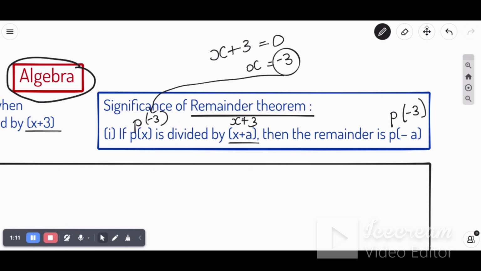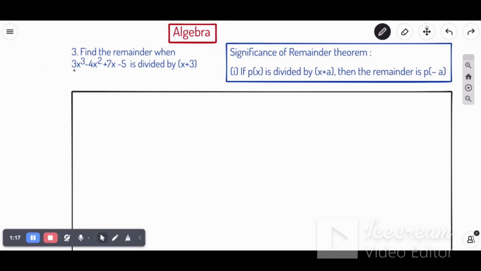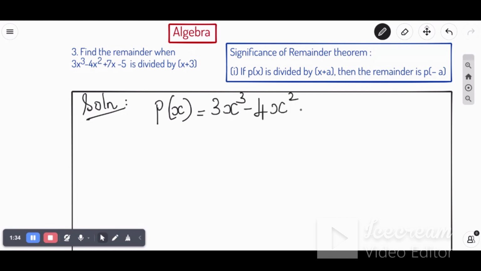So if you understood this, let's apply this remainder theorem in the question. We are given a polynomial, so let us start our solution. Let us take that polynomial as p of x. So p of x is equal to 3x cube. Please write the question carefully, else it will go wrong in the starting itself. Plus 7x minus 5. So this is your given polynomial. You are also given that x plus 3 is dividing the polynomial. So let us take this x plus 3 and equate it to 0. Then x is equal to minus 3.